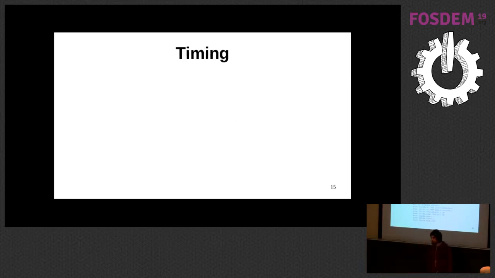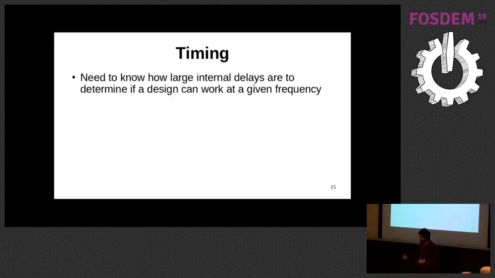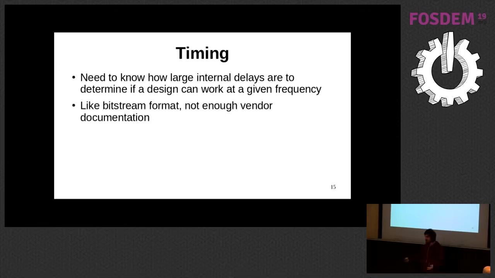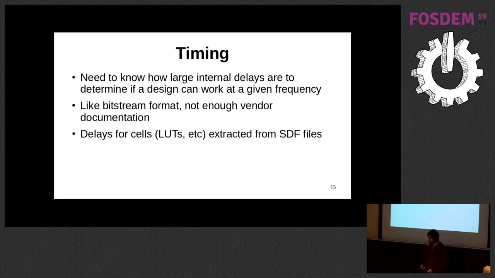So as well as bitstream documentation, to end up with a useful FPGA flow in the end, you also need to document the internal timing. Because again, you need to know whether or not a design can work at a given frequency. So you need to know how big the delays are for the routing and the functionality in order to do that. And again, like the bitstream documentation, they provide some very, very high-level documentation of the timing. For example, how slow a 16-bit adder might be, but it's nothing useful enough to build tools with. So again, we had to document that ourselves.